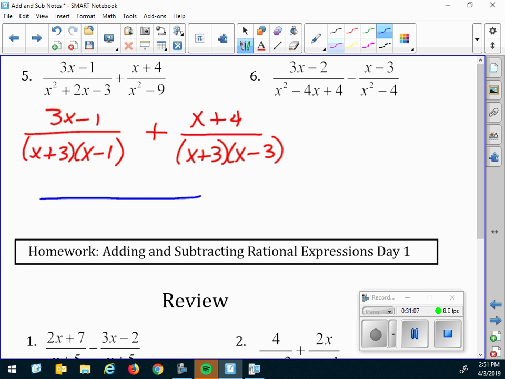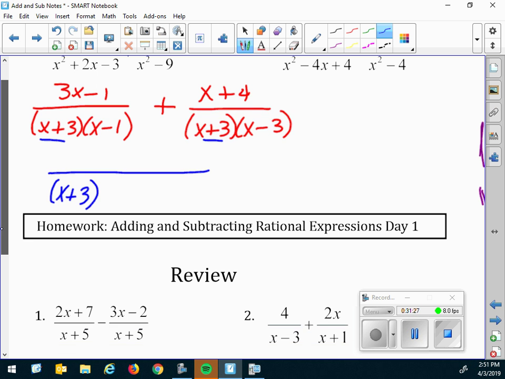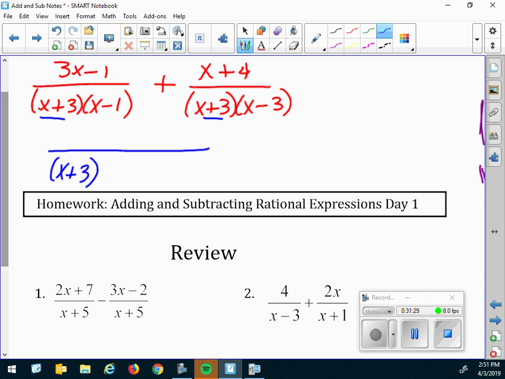Common denominator. What's common between those two? Okay, so that takes care of this and this. Do I have anything else that's common? No, sure don't. Nothing else common, so what do I do with the rest of it? So I need an x minus 1, and I need an x minus 3.